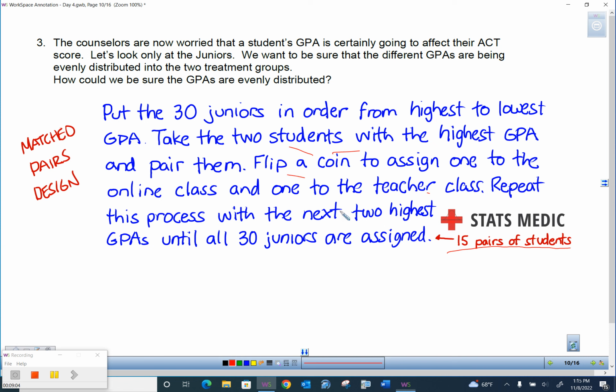They chose flipping a coin as a random way to assign. We could have also used a random number generator to choose them and assign them that way. The reason we did flip a coin, it is a random way to decide when there are only two options. We only had two options, the online class and the teacher class. Okay? So matched pairs is when you are ordering them and taking top two, next top two, and so on to make sure that those things like GPA or anything numerically based aren't affecting the results of your experiment.